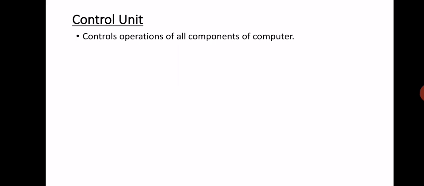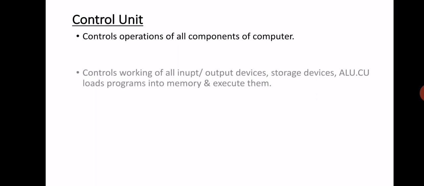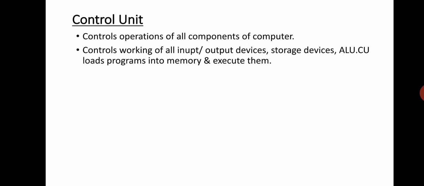Control unit. Control unit controls operations of all components of computer. Control unit controls working of all input and output devices, storage devices, arithmetic and logic unit. How control unit works? Control unit loads programs into memory and executes them. Control unit consists of very complicated circuits.